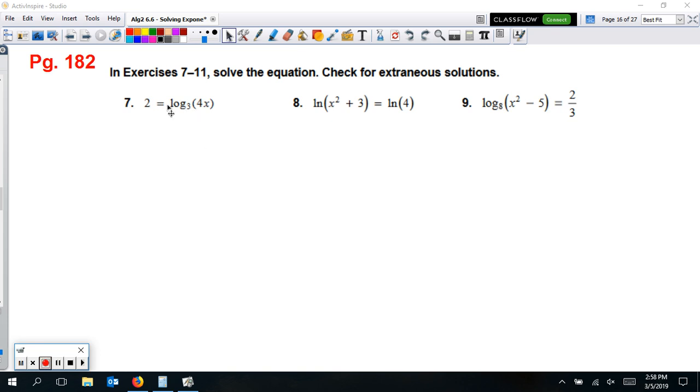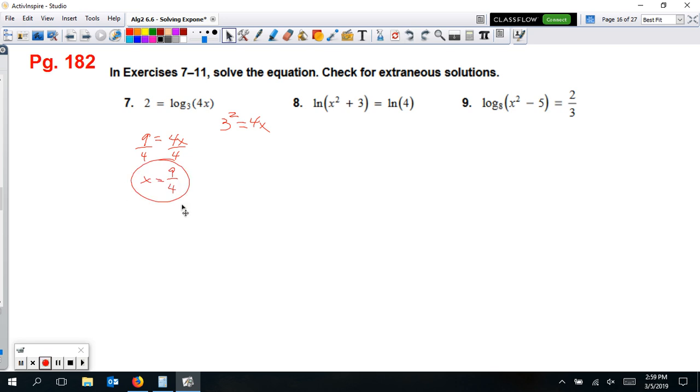Another way you could do it is to change it from the log form into exponential form. Since it only has log on one side, we can do that with log equal to a number. So that number would be the exponent here for 2. So 3 to the second power will equal our 4x. And we can write that down. 3 to the second power will equal 4x. And then 3 squared is 9. So now this is really going to be 9 equals 4x. We just want to divide by 4 to solve for x. And 9/4 is our answer for x.